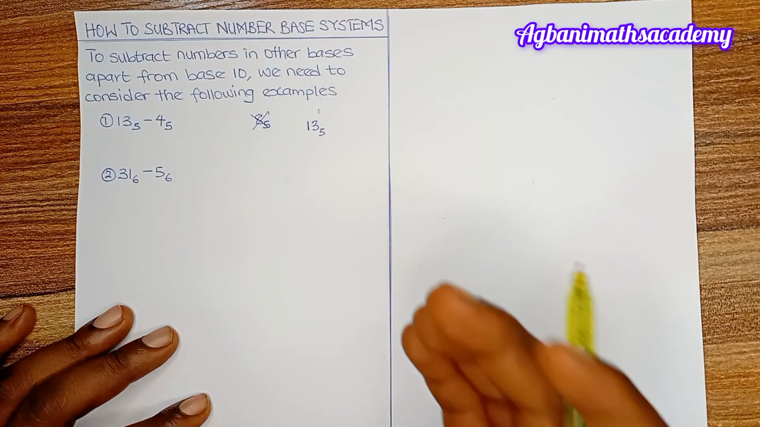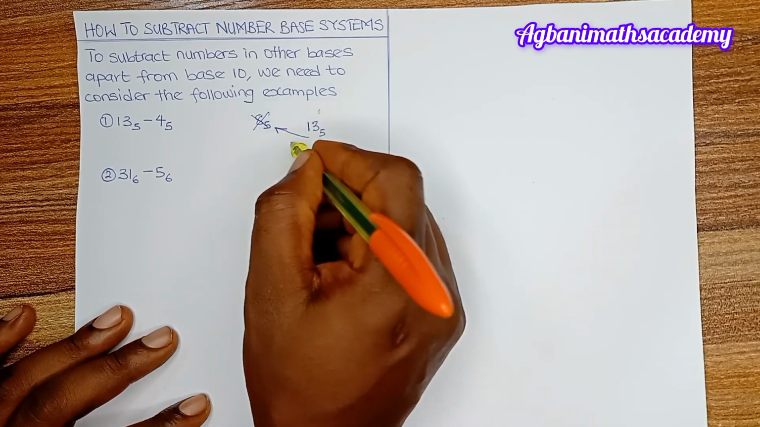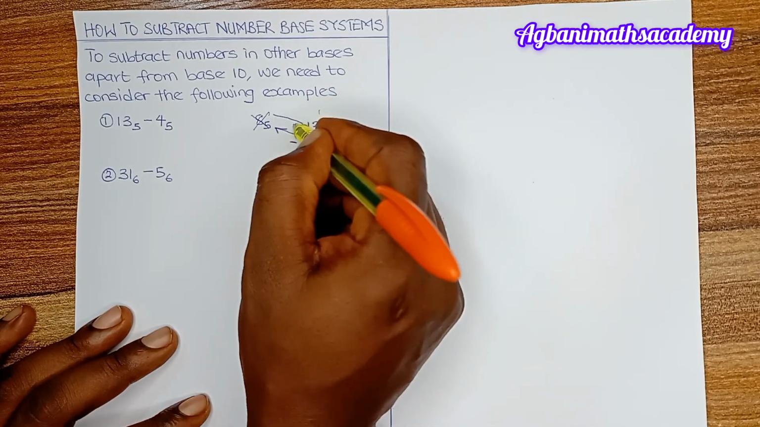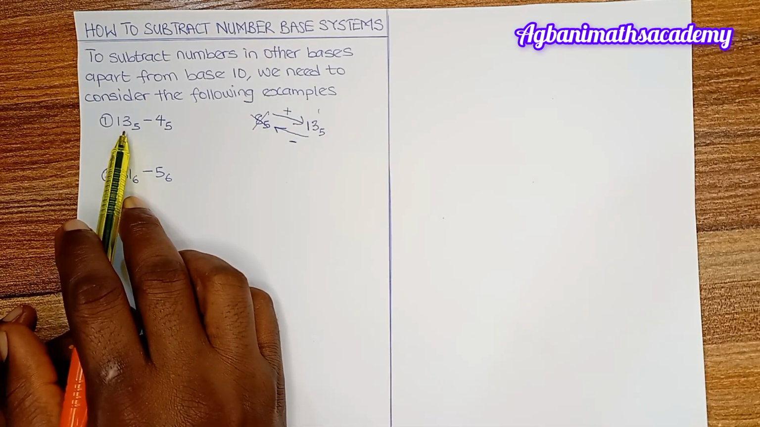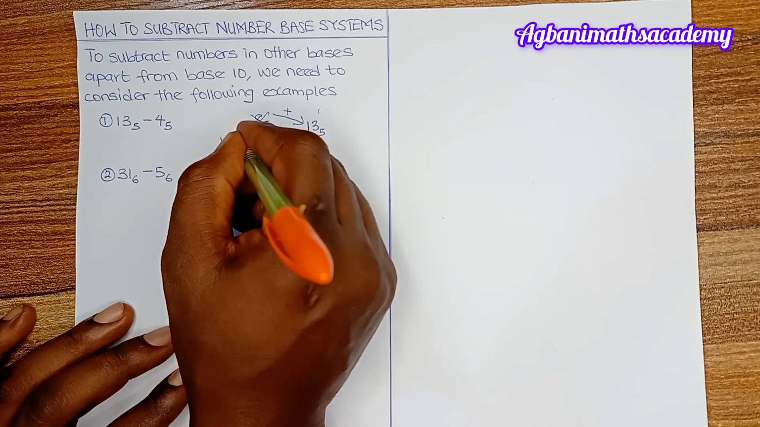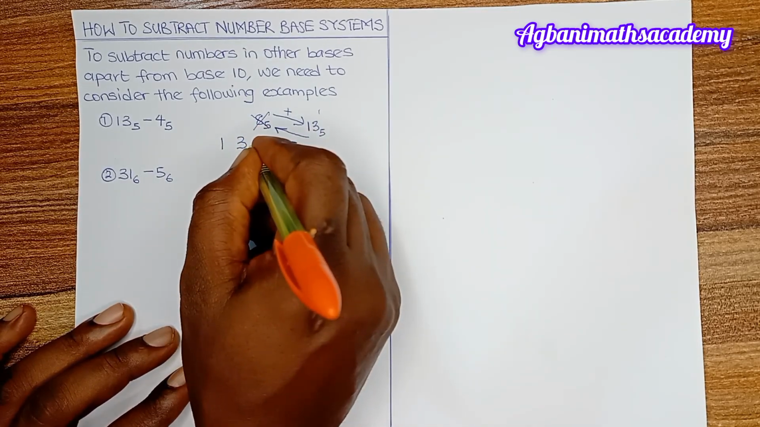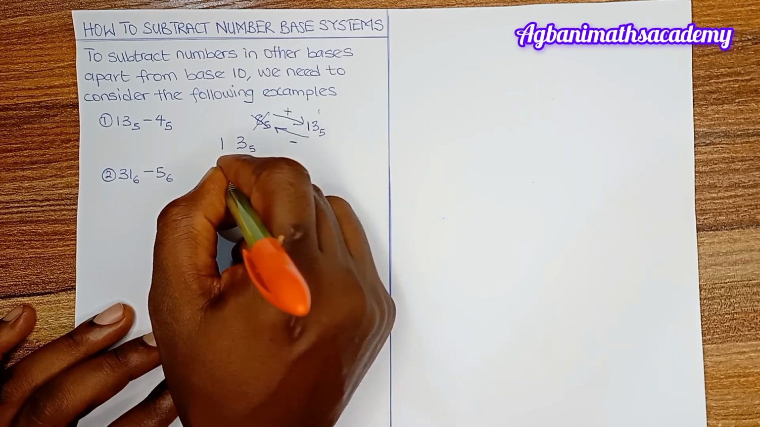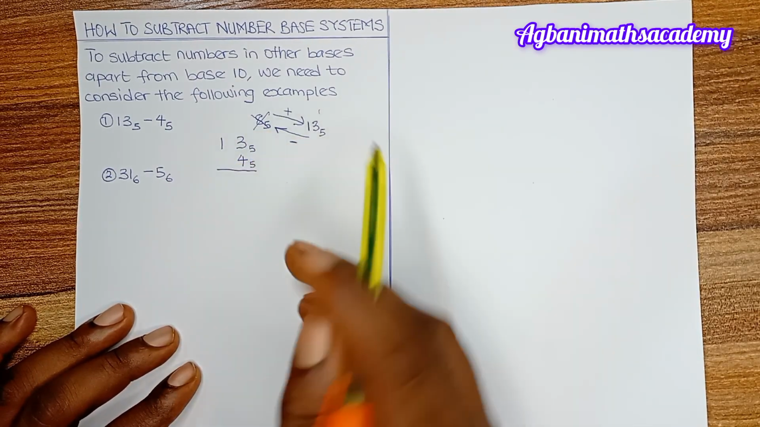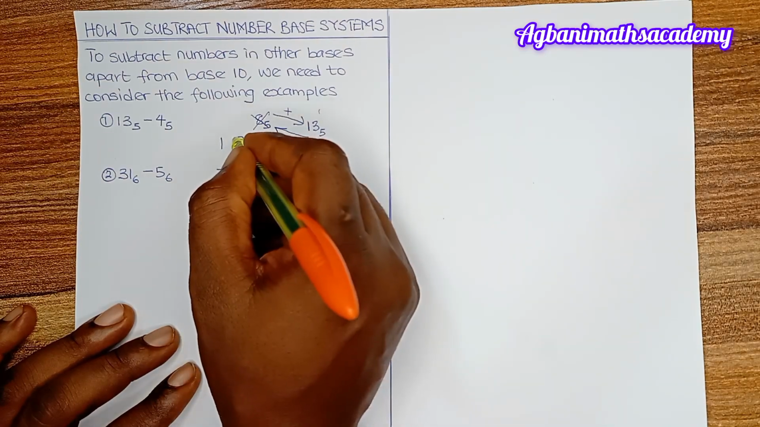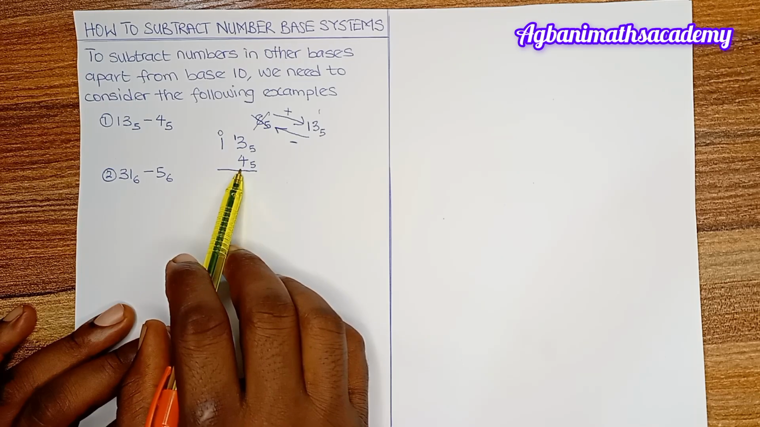So when we are subtracting number-based systems, we are going to do the opposite. In subtraction, we do the opposite. In addition, we do this. Here, we are supposed to subtract 13 minus 4. These are numbers in base 5. But when we look closely, we are going to see that 3 minus 4 is not possible. So we'll bring the 1 here. Therefore, here we have 0. So we now have 13 minus 4.